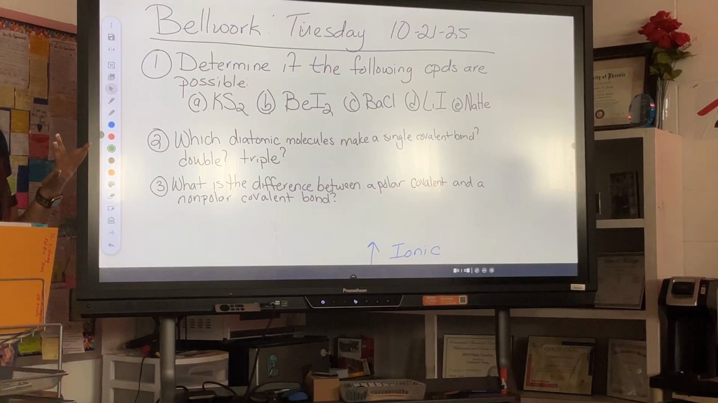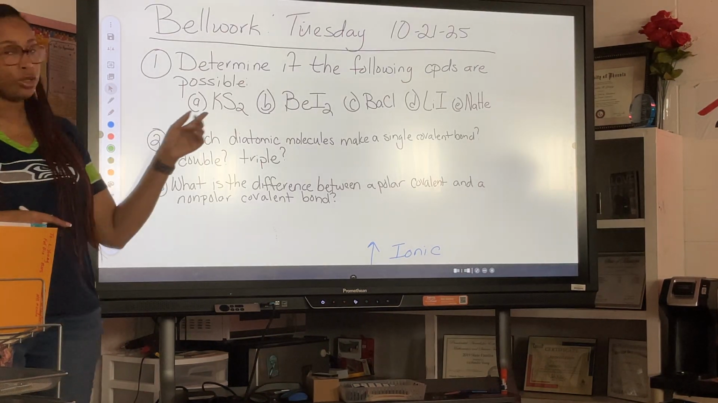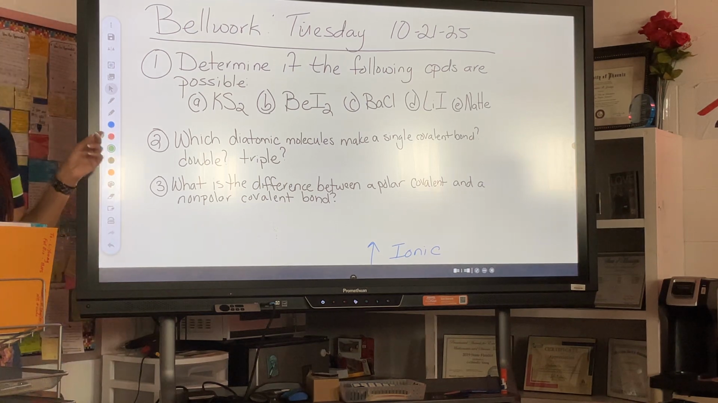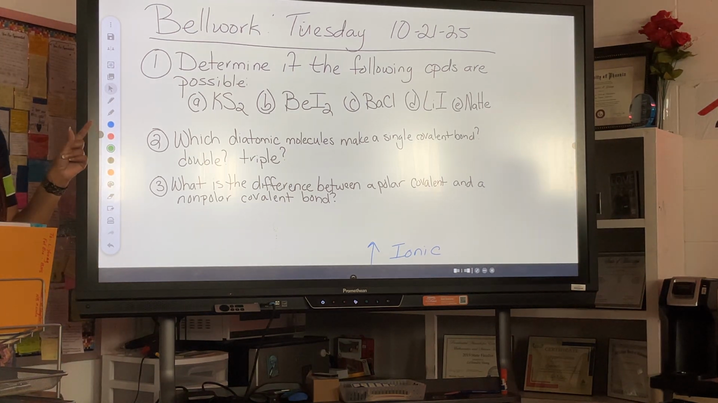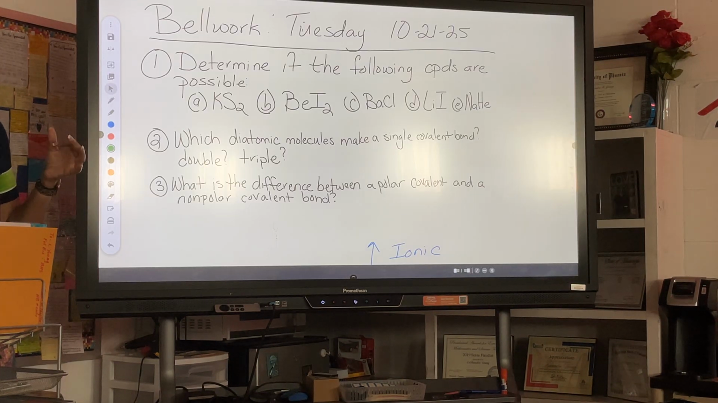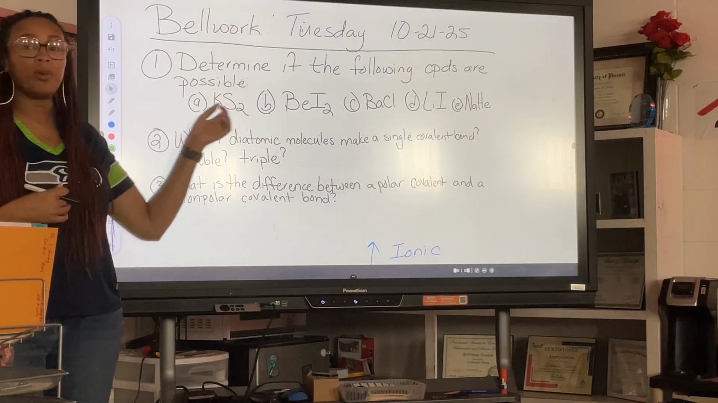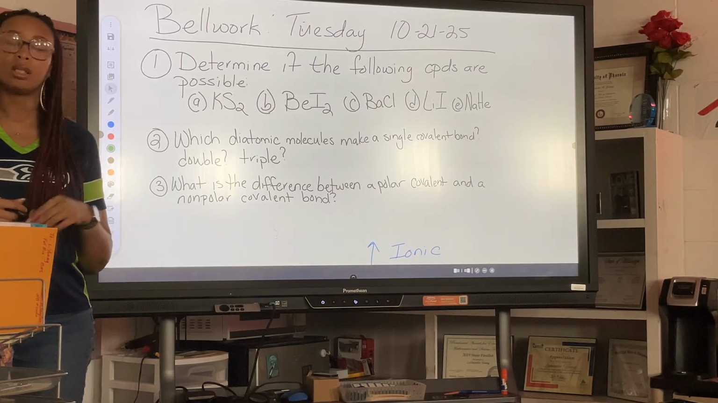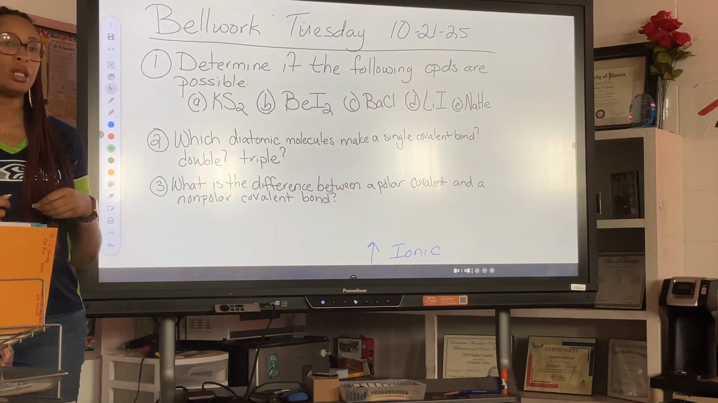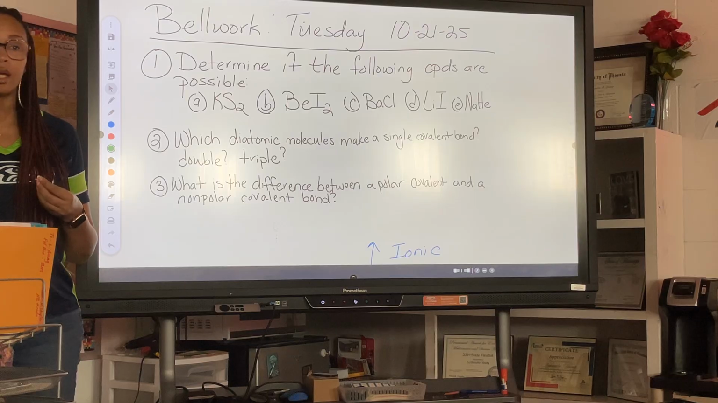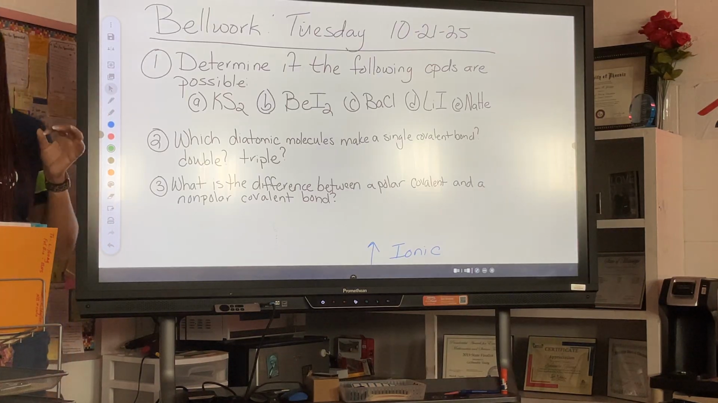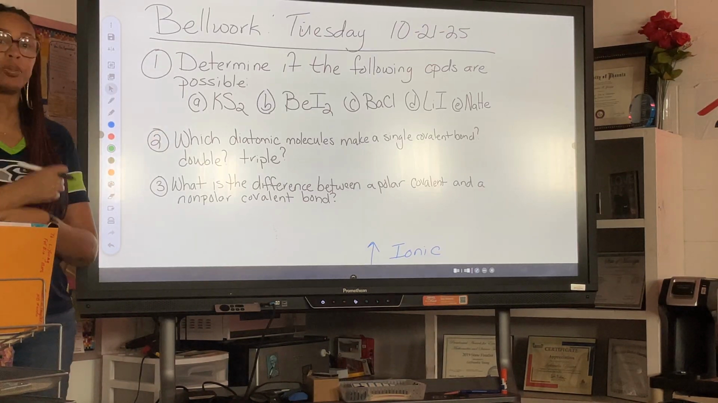So look at this first one. We have KS2. All right, is this possible, yes or no? You gotta talk to me. Is KS2 possible, yes or no? Okay, you say yes, let's see. What type of bond is this? It's an ionic bond. So do we need the charges? Yes, because ions, ionic. What is the oxidation for potassium?